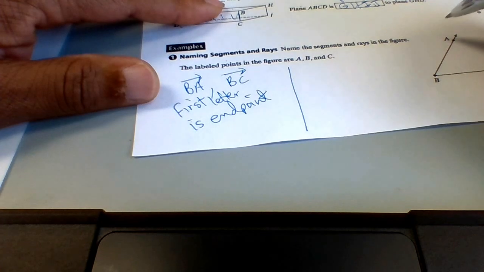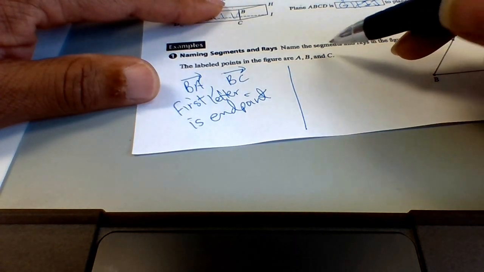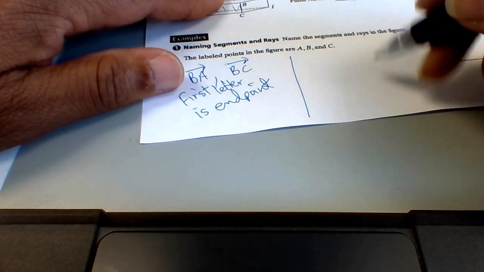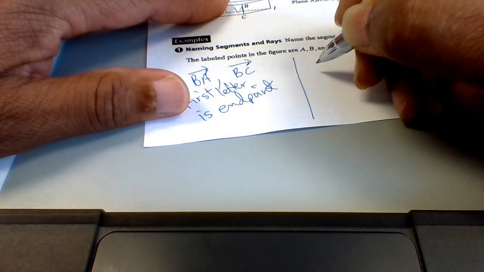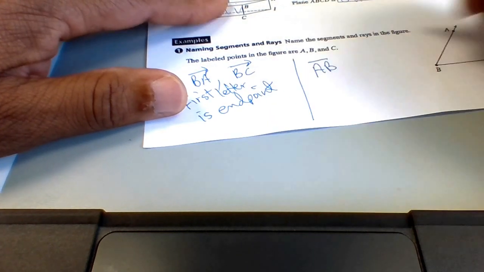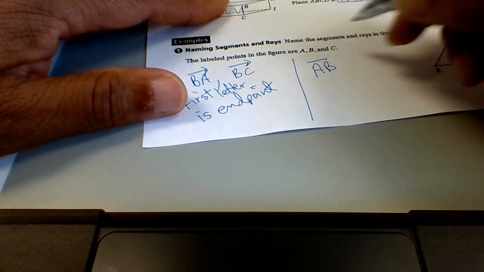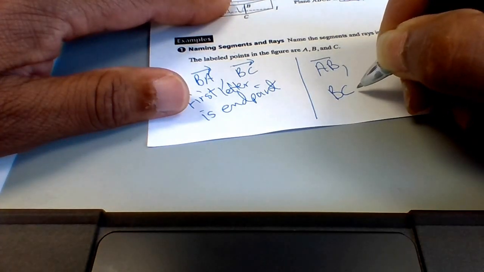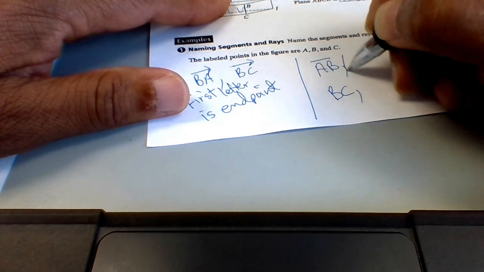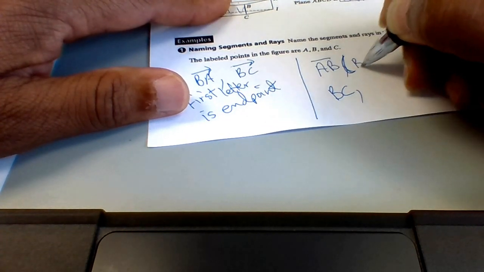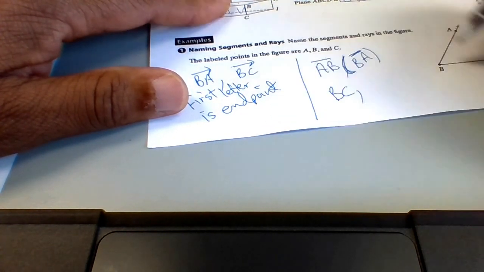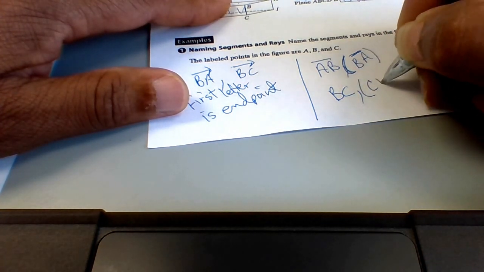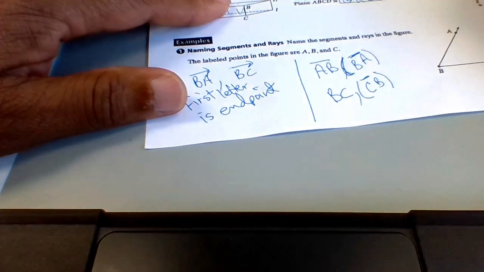All right. On this next one over here, we have to name line segments. So AB could be a line segment. BC could be a line segment. So once again, AB and BA are the same line segment. And BC and CB are the same line segment.